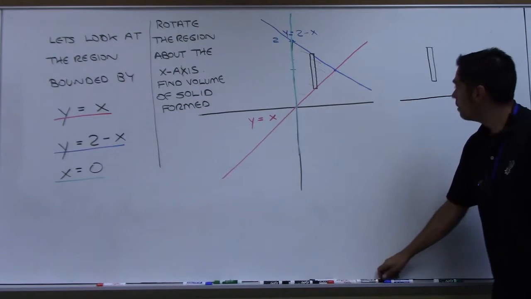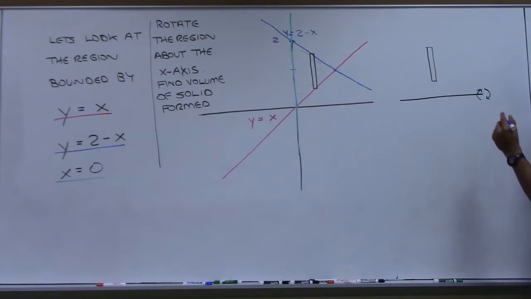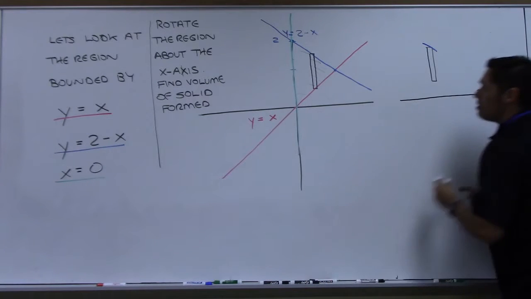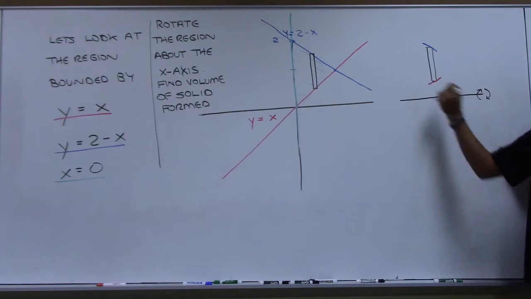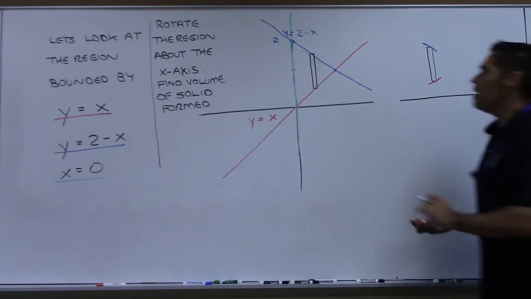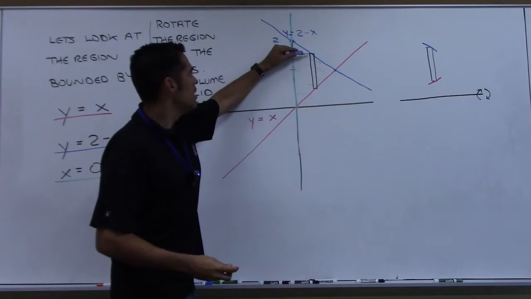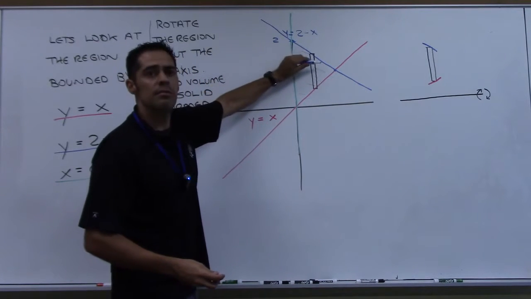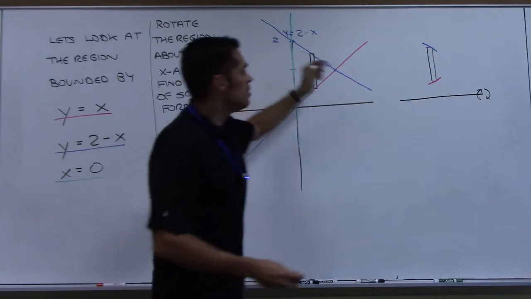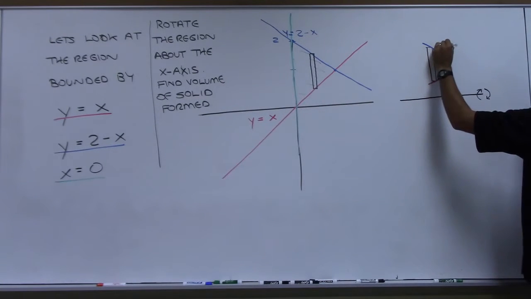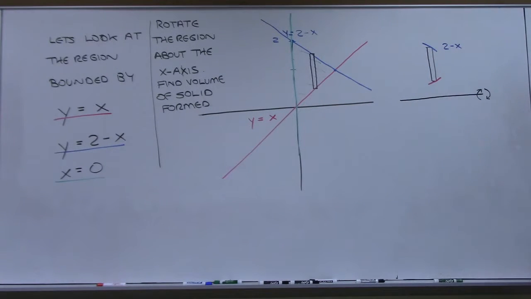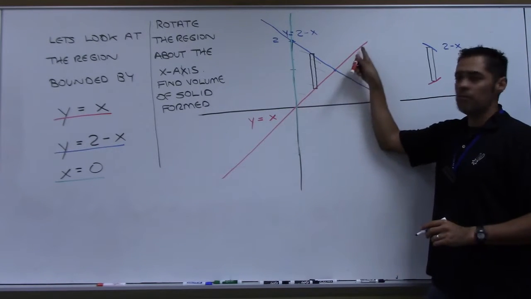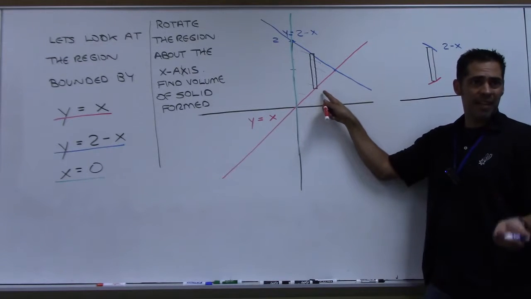Then come in here and do a quick label of what the top edge of that rectangle is going to be and what the bottom edge is going to be. So the top edge of that rectangle is always dictated by what function? As I move this around, what function determines how high it is? The 2 minus x, right? So up here, the height of this rectangle will always be 2 minus x. Agreed? The bottom edge of this rectangle will always be determined by the red line, which is y equals x. Yes?